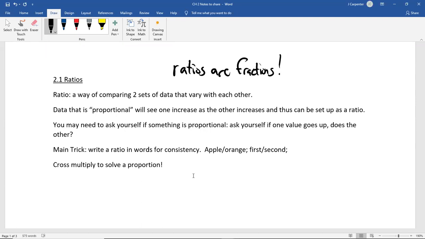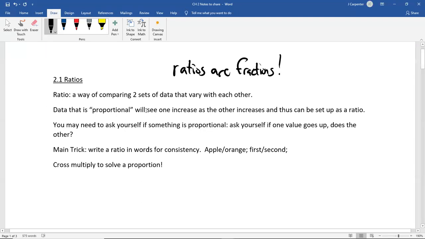A proportional relationship would be like thing 1 increases by 1, and then the other thing increases by 2. Then if the first one increases by 2, the second thing increases by 4. There's a multiplicative or divisive relationship between them.